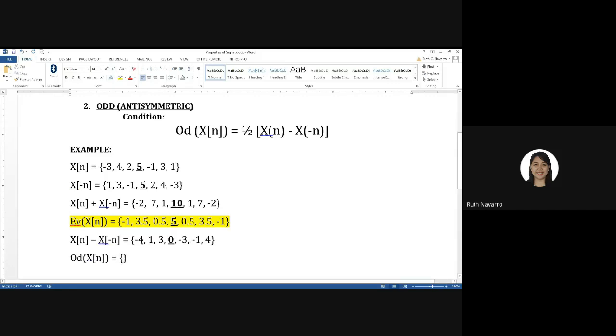Negative 4 divided by 2 is negative 2. Negative 1 divided by 2 is negative 0.5. Next, 3 divided by 2 is 1.5. Next, 0 divided by 2 is 0. And this is where n is equal to 0. Negative 3 divided by 2 is negative 1.5. Negative 1 divided by 2 is negative 0.5. And 4 divided by 2 is 2. This is now the odd signal.